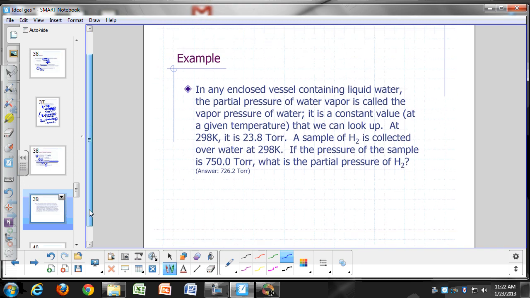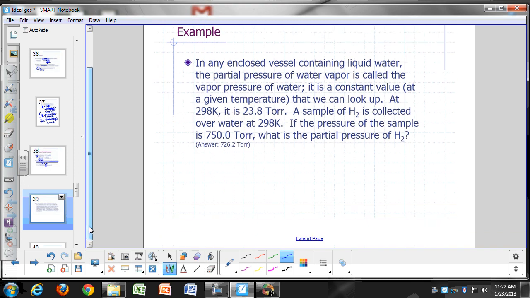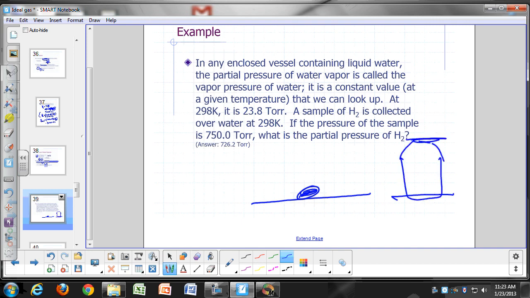So here's an example. If you have an enclosed vessel containing liquid water, the partial pressure of water vapor is called the vapor pressure of water. It's a constant value at a given temperature. Let me help you visualize this. What would happen if I had a drop of water on a countertop? What happens to it eventually? Evaporates, it disappears, right? But if I have that drop of water in a flask or in a bottle that's sealed, what happens to that water?